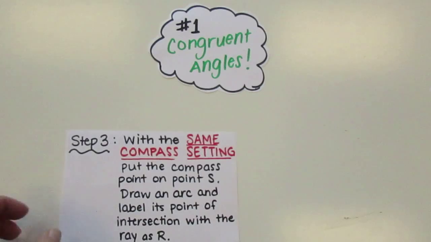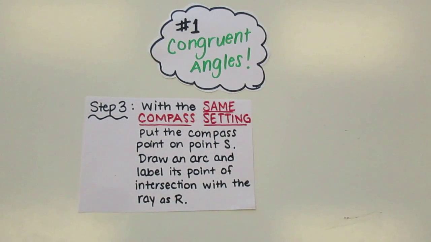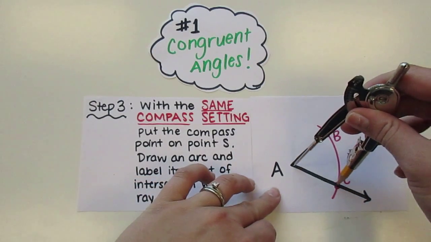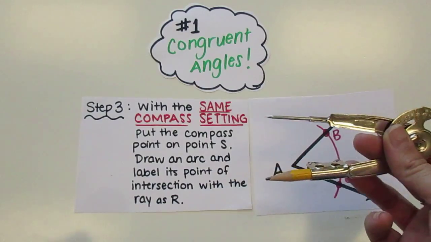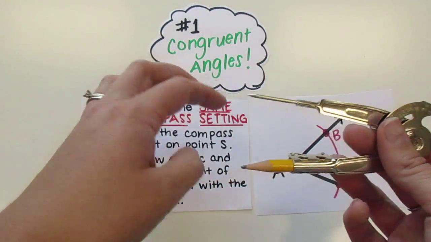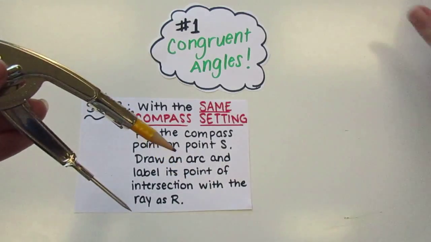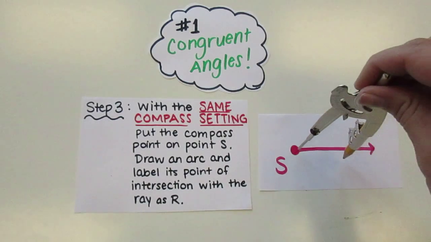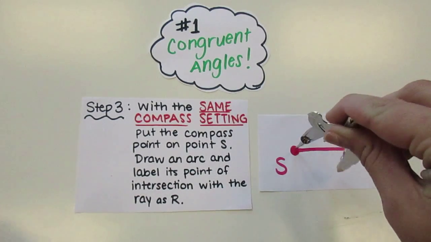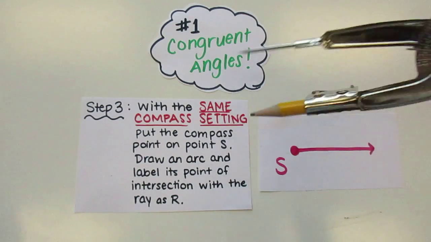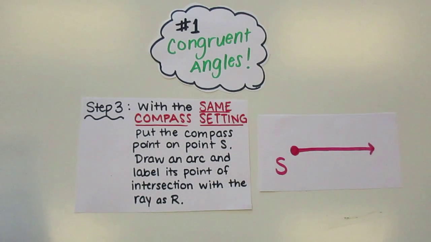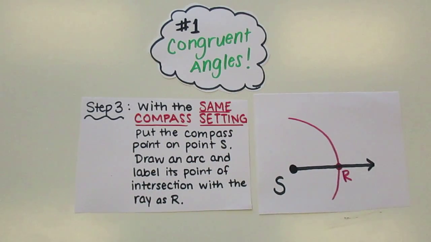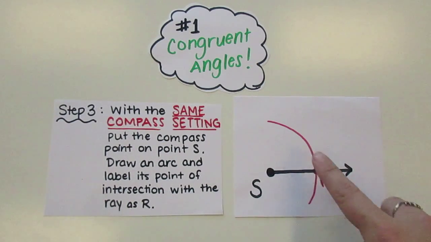So now step 3, with the same compass setting. Looking back at my angle A, I have where I have the point and where that intersects. This is the compass setting. I am not going to open and close this any more than it is. But I'm going to come back to my ray, and put the compass point on point S. I'm going to draw an arc, however big I want to make it, but with the same compass setting as I did when I did the arc on my angle. And I'm going to label that intersection point R. So here's my new ray with the arc that I just drew.